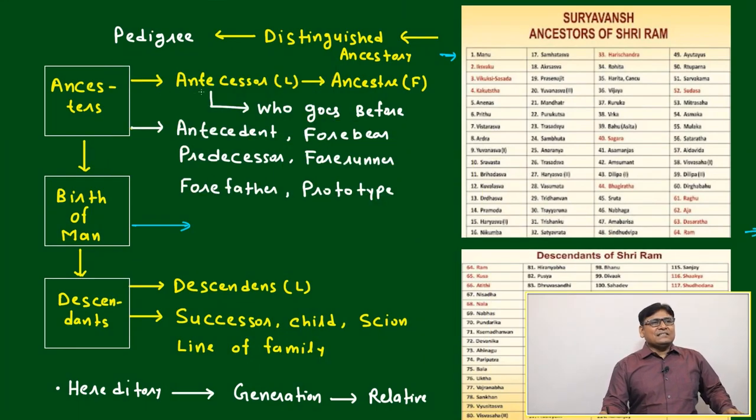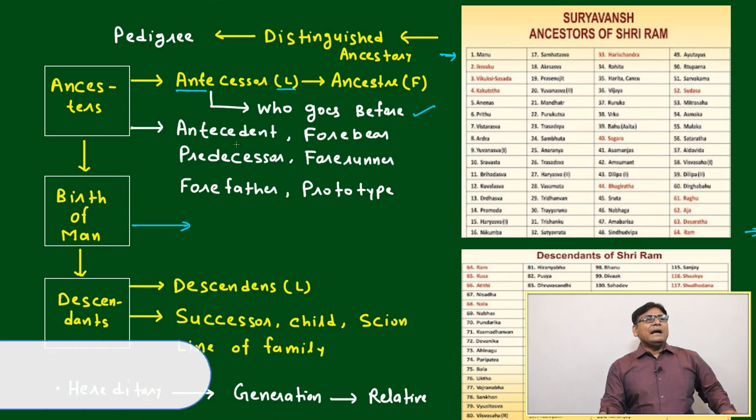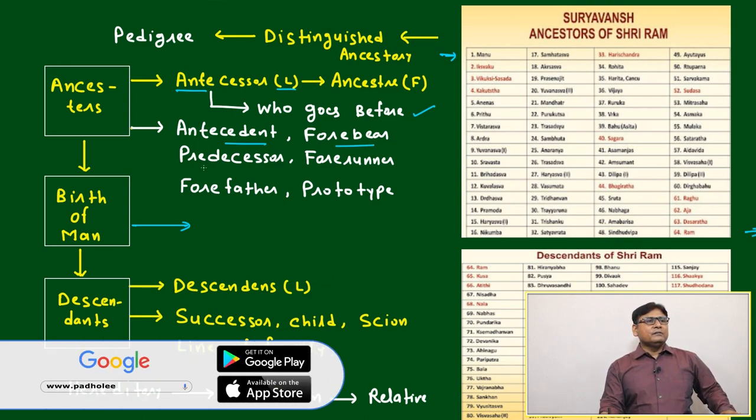Understand ancestors. Antecessor, that is, you can say Latin root, who goes before. Ante, anyway, another meaning we know, this is from AM and PM, ante meridian. Ante means before. Antecedent, forebear.